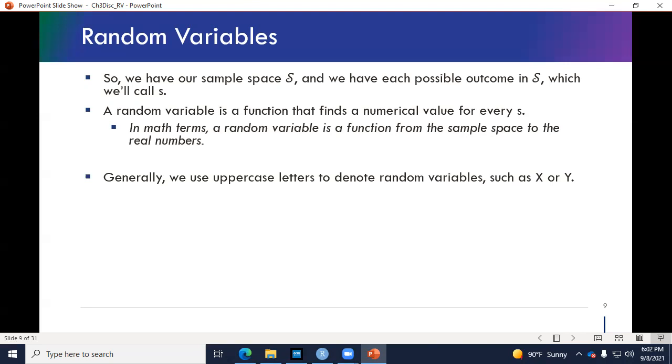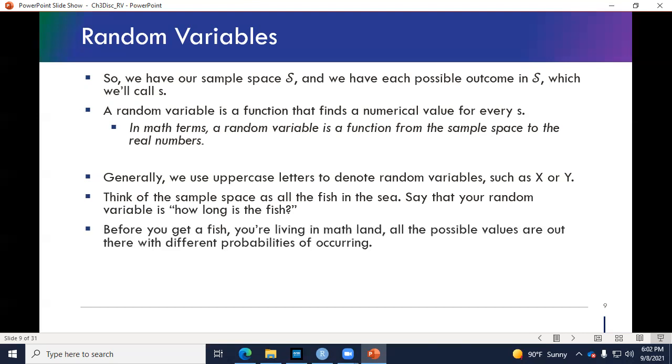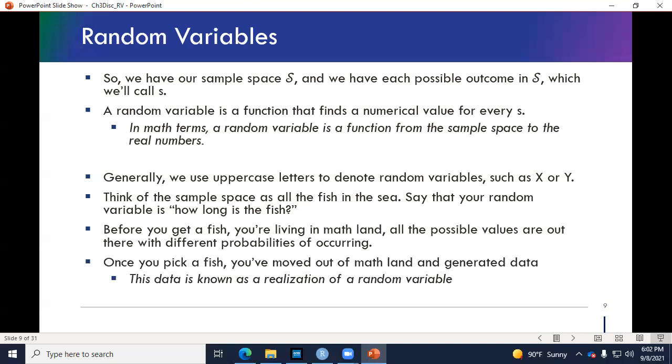We generally use uppercase letters to denote random variables, a capital X or capital Y, and for a realization we would use the lowercase small x, small y. To understand what a random variable is, I have a small example here. Think of your sample space as all the fish in the sea, and say your random variable is how long the fish is. So the sample space is all the fish in the sea, and the random variable you're trying to capture is how long the fish is.